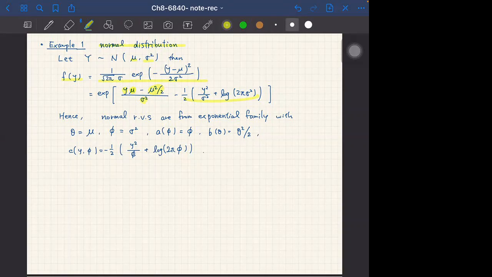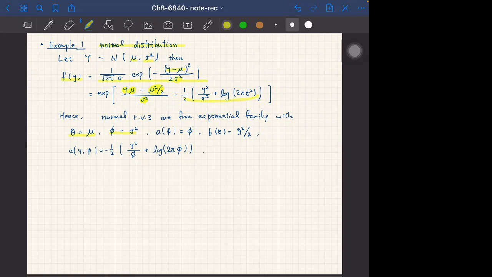You can see that it is y mu minus mu square over 2. So the canonical parameter mu is the location parameter. If you expand the square of y minus mu, the coefficient of the linear term of y is mu, so that is the location parameter. The rest is a constant term in terms of y, and sigma square is in the denominator. In the definition of the exponential family, theta is equal to mu, and phi is equal to sigma square here. So phi represents the dispersion or the scale parameter.